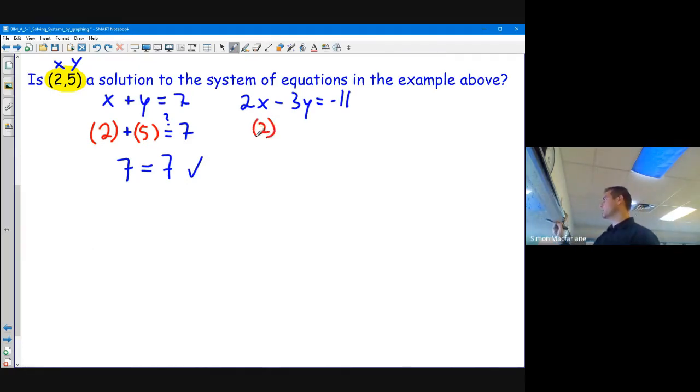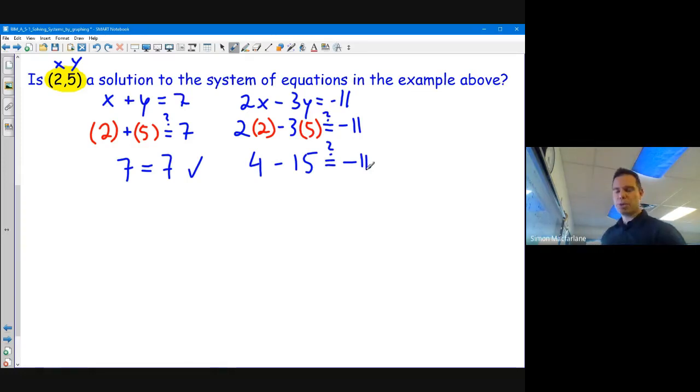Next, let's plug it into the second one. We've got 2 for x and 5 for y. Carry everything else down, so 2 times 2 minus 3 times 5 is equal to negative 11. We want to know, does that equal negative 11? Well, 2 times 2 is 4. 3 times 5 is 15. Let's do a little bit of calculating, subtracting 4 minus 15, and that is negative 11. And that is indeed equal to negative 11. So that works there also.